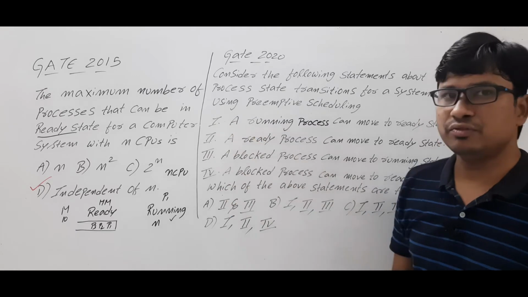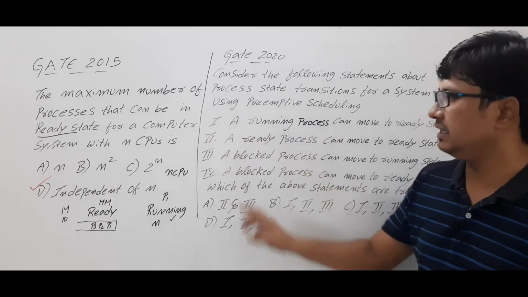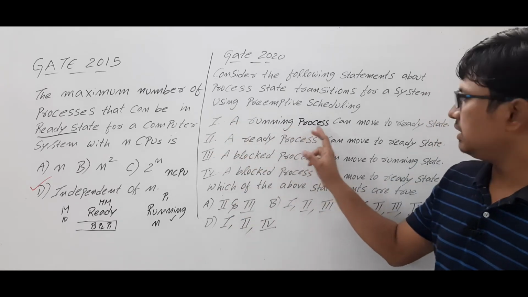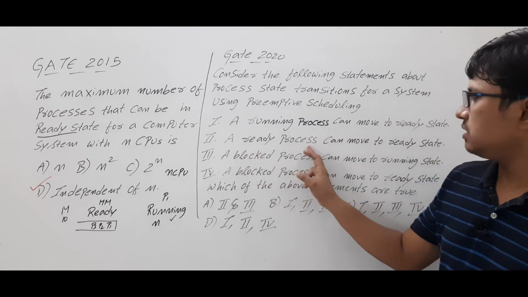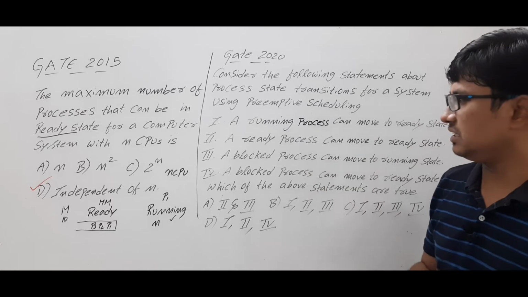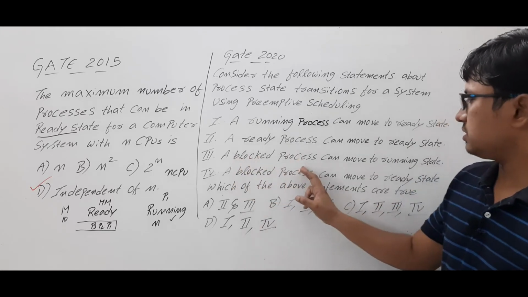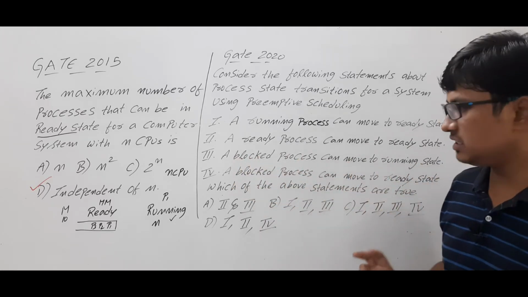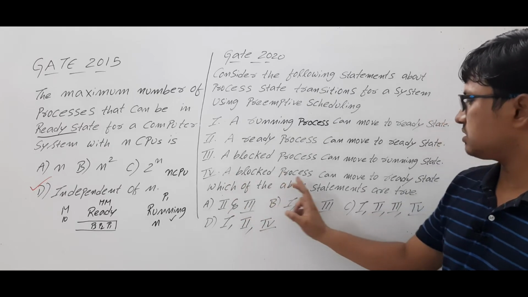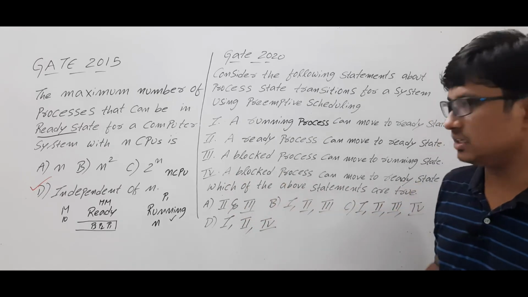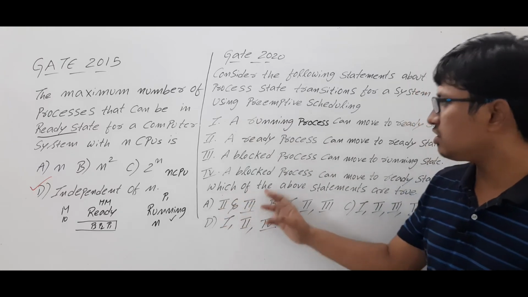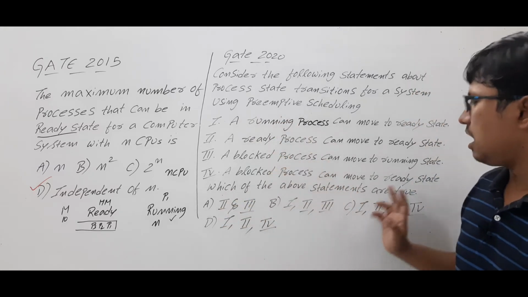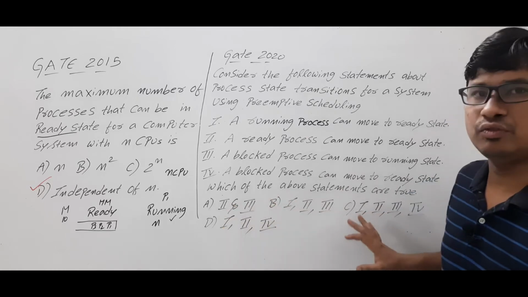Now they have given 4 statements. Look at each statement. A running process can move to ready state. A ready process can move to ready state. A blocked process can move to running state. A blocked process can move to ready state. These are the four statements they have given. Now what they are asking, which of the above four statements are true? They have given four options.